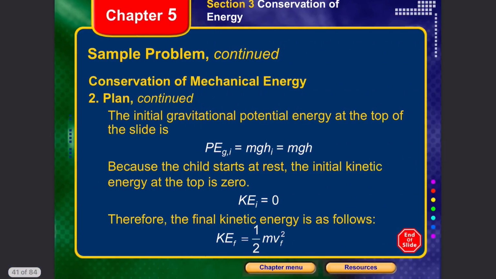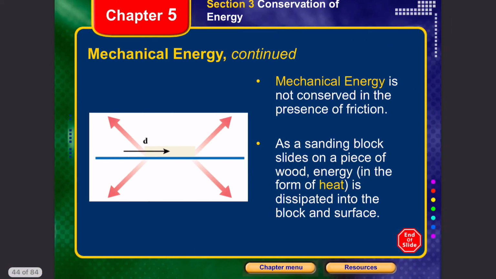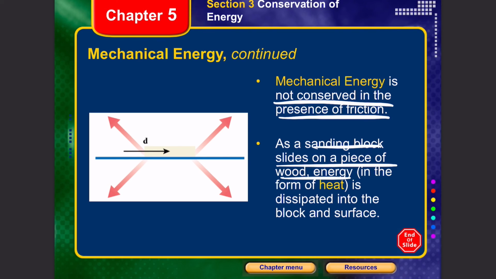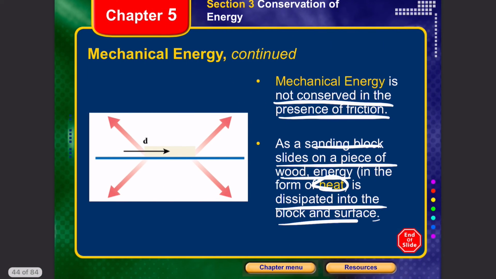So with that, we completed the talk on conservation of mechanical energy. Now, mechanical energy is not conserved when you have the presence of friction. So let's take an example. If a sanding block slides on a piece of wood, it creates heat. This heat is dissipated into the block and the surface, which means that we are losing some energy. We call these types of forces non-conservative forces, or the non-conservative work.